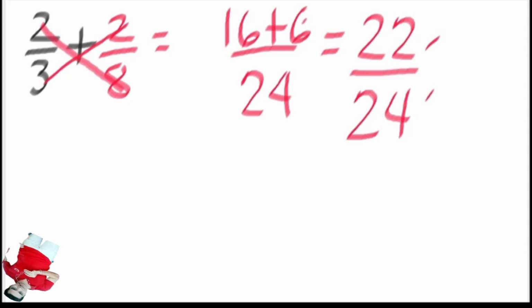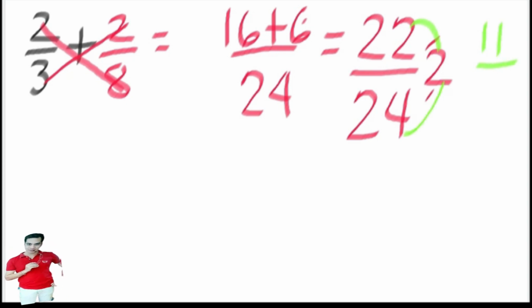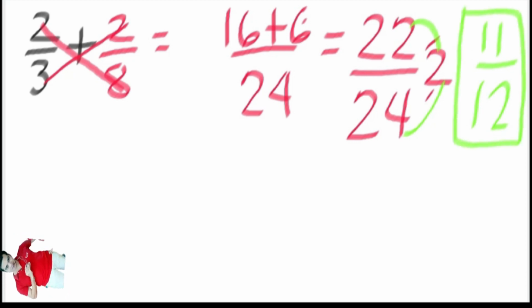No, because 22 and 24 have a GCF. The GCF of 22 and 24 is 2. Using the GCF, we reduce 22 over 24 to the lowest term. We divide both sides by the GCF. 22 divided by 2 is 11. Then 24 divided by 2 is 12. So our final answer is 11 over 12.